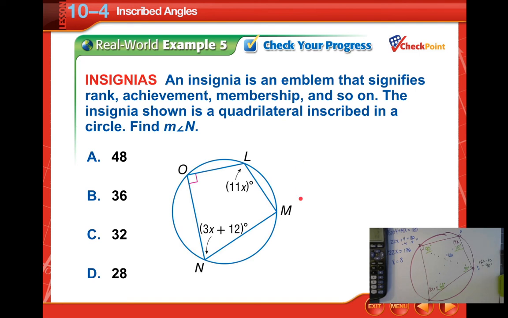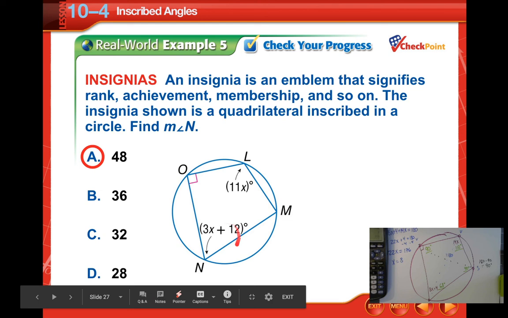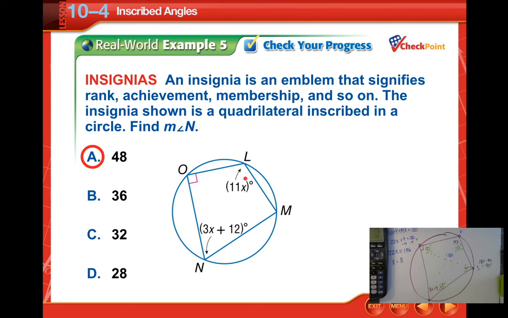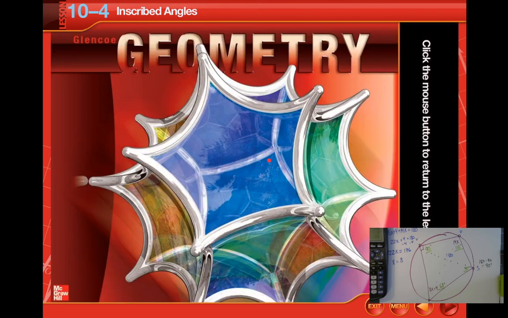All right, and if you got that, your answer should be 48. If N is 48, we know L is the complement or the supplement, so it would be 132, I believe. All right, that is inscribed angles.